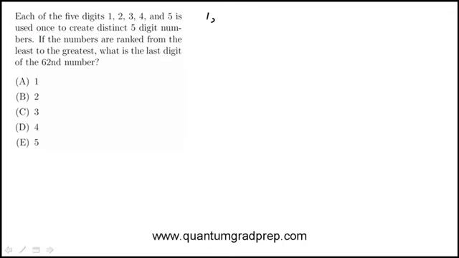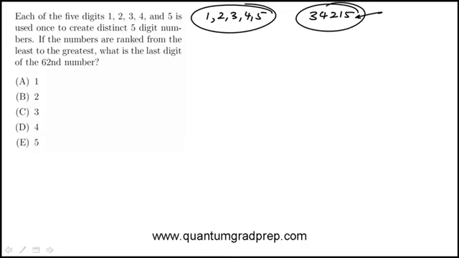So here we're given these 5 digits 1, 2, 3, 4, 5, and we're asked to first create these 5-digit numbers. For example, 3, 4, 2, 1, 5 would be an example. So I'll start by first counting how many of these I can create.